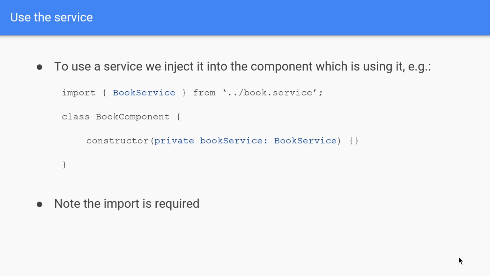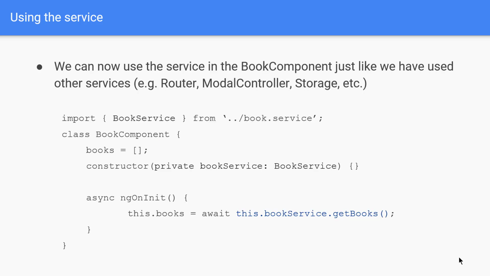To use a service, we inject it into the component which is using it. We do this by importing the service class and injecting the class via the constructor. We can now use the service in the book component, just like we have used other services of routers, modal controller, storage, etc.